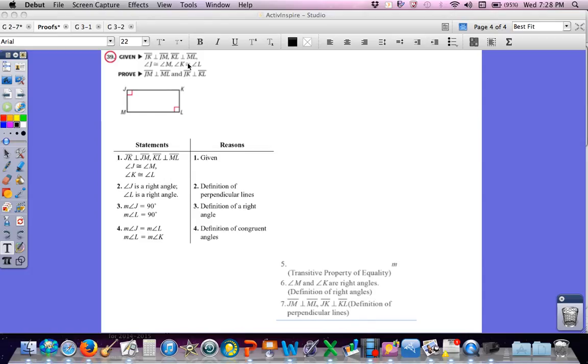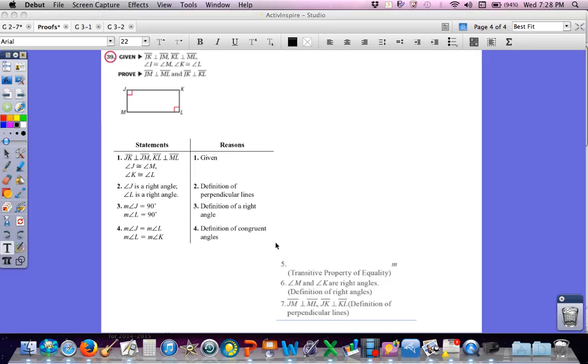So the first thing we would do is state in statement number 1 the statements that were given as true and write the reason given. And at the very end, we would be listing our last statement that we want to prove. We want to prove that JM is perpendicular to ML and JK is perpendicular to KL.